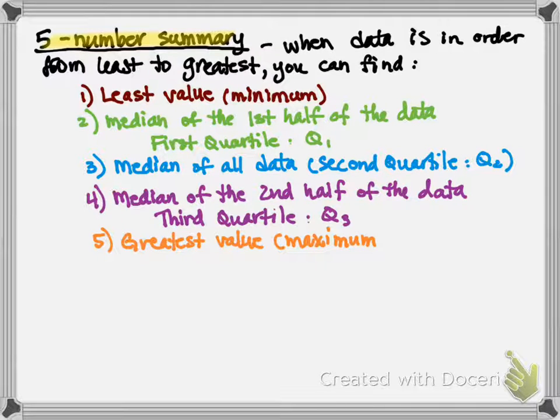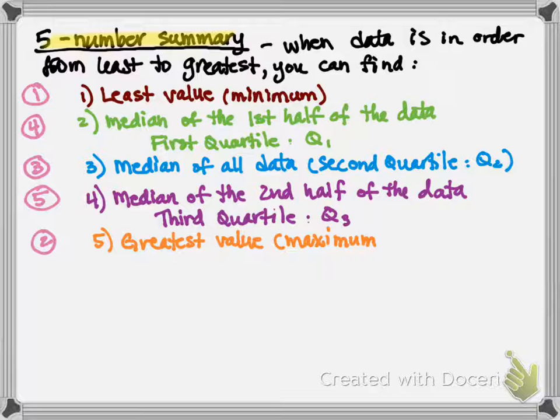Now, in terms of how I actually find these, what would be the order? Well, first I would look for the least value, second the greatest value. Third, I would find the median of the data. That's going to split my data into 2 equal halves. Once I do that, I can find the first quartile and then the third quartile. So in pink is the order that I'd actually find these.